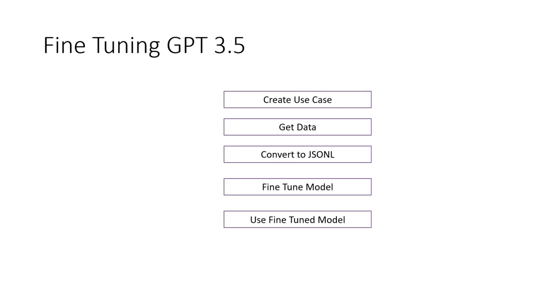In this session, we are going to see how to fine-tune the GPT 3.5 model in few lines of code. This is a fairly simple and straightforward process. The process consists of the 5 steps that you see on your screen. The first step is identifying or creating the use case for which you're going to do the fine-tuning. This is very important because everything flows from the objective.